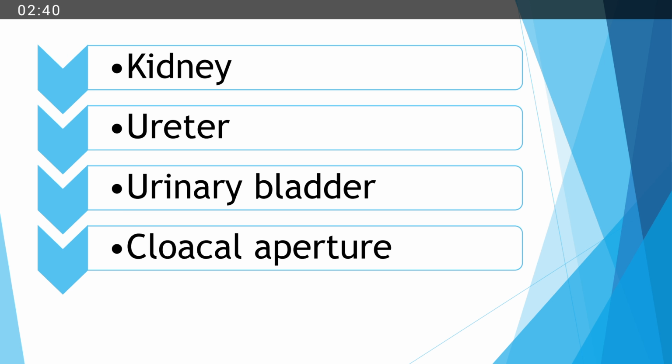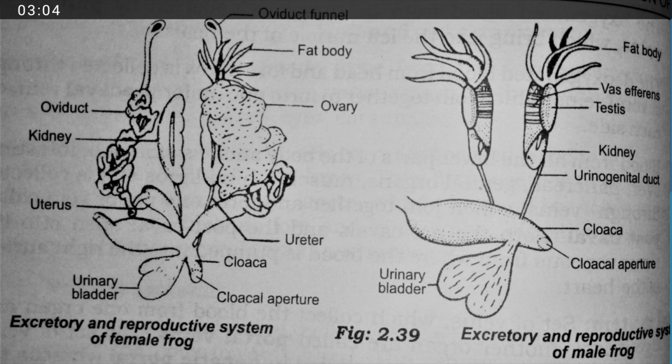From the kidney, the blood is filtered, and that filtered material, which consists of all of the excretory material, is poured into the ureter. Through the ureter, the urine or the excretory products are taken into the urinary bladder, where they are stored for a while, and when enough urine is collected, the urine is excreted out of the body through the cloacal aperture. This is the excretory system along with the reproductive system of male and female.